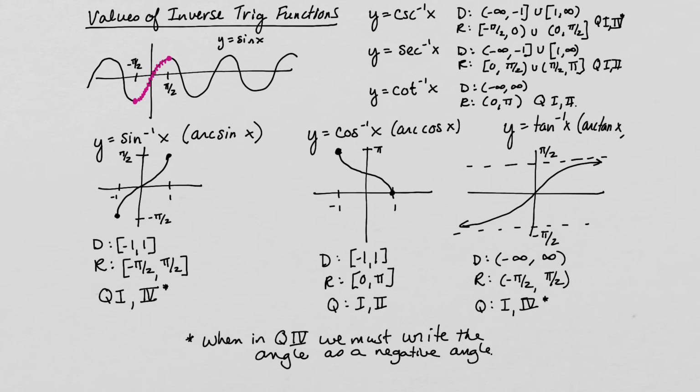Okay, so the most important thing to remember is the quadrants, so I'm going to write them down here. Y equals inverse sine of x: we're talking about quadrants 1 and 4 with that star. Y equals the inverse cosine of x: we're talking about quadrants 1 and 2. Y equals the inverse tangent of x: we're talking about quadrants 1 and 4.